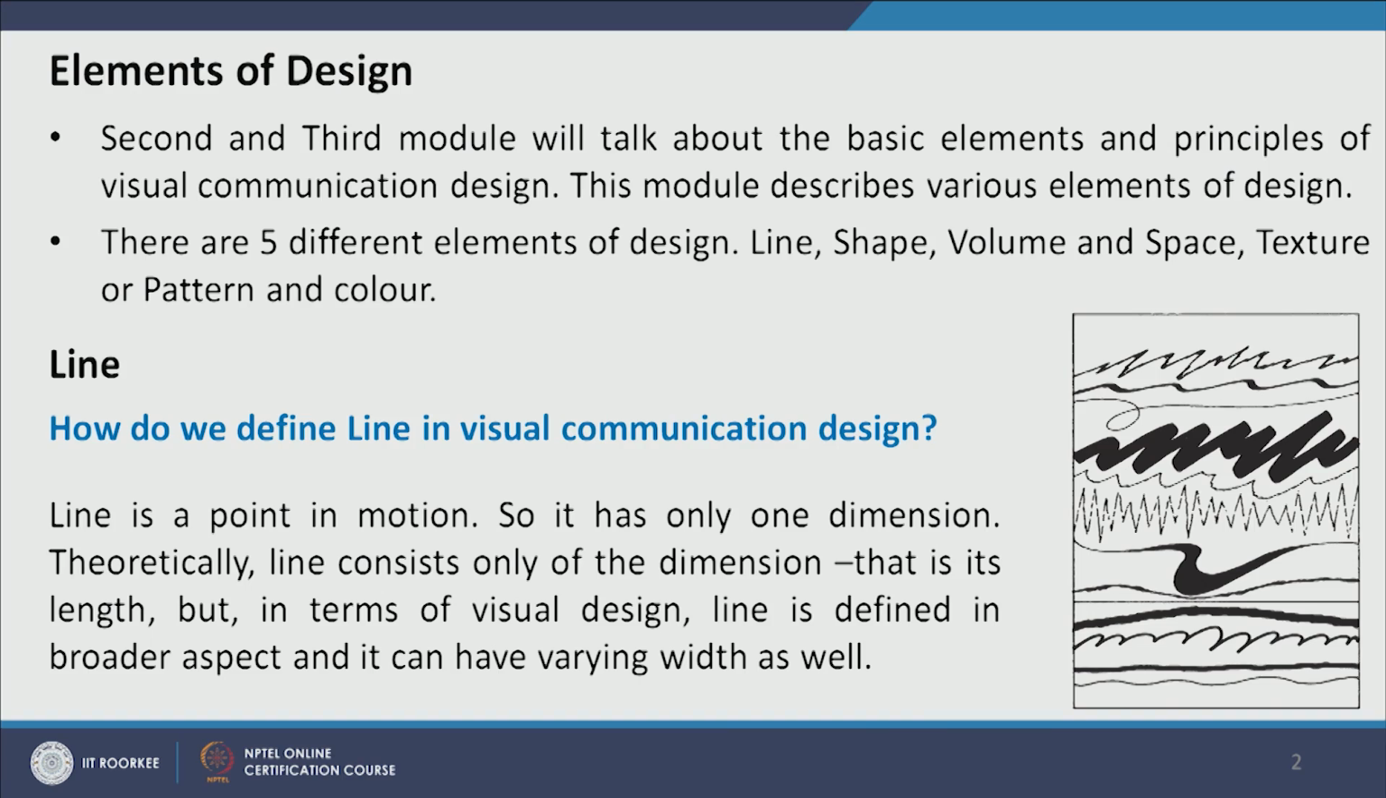So how do we define the line in visual design? Line is a point in motion. It has only one dimension theoretically, but in terms of visual design it can have different kinds of width. In the right hand side corner we can see different kinds of lines, but in terms of geometry some of these would be called shapes because they have some width. It is not exactly one dimensional. But in visual art and visual communication design, these are classified as lines, because they have a single direction and a motion.